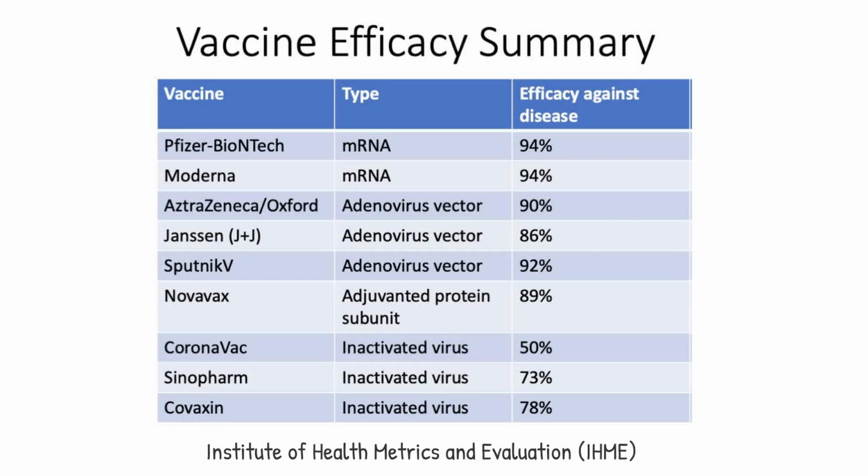The inactivated whole virus vaccines demonstrate somewhat lower efficacy in the mid-70% range, with the exception of the Chinese CoronaVac vaccine, which has a lower efficacy of only 50%. Although the vaccines vary with regards to preventing mild to moderate disease, when it comes to preventing hospitalization and death, all of the current vaccines demonstrate nearly 100% efficacy.